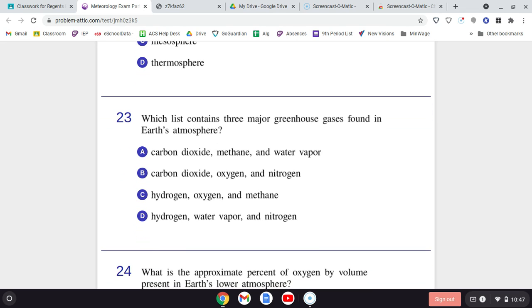Which list contains 3 major greenhouse gases found in Earth's atmosphere? Let's see. Yep, I would agree with you. Get rid of B and D.